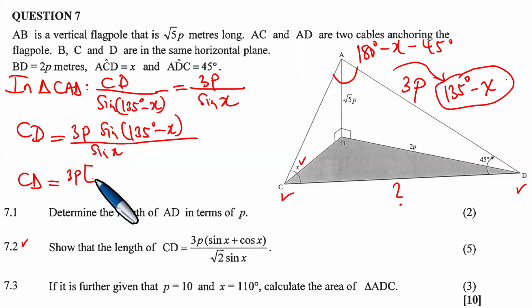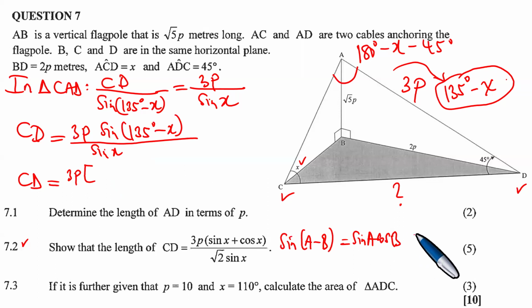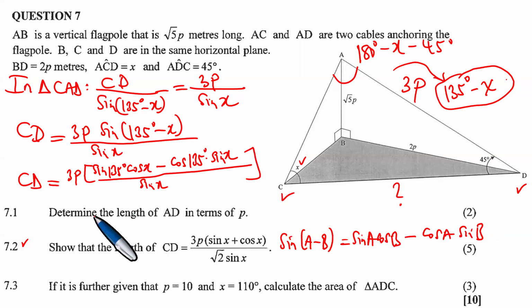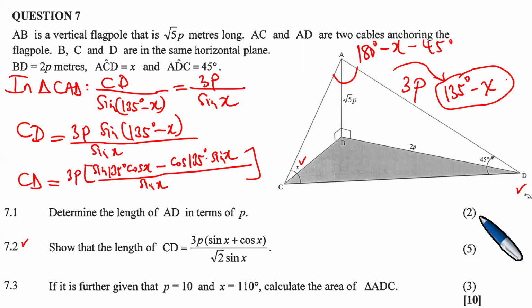Okay, now, this is what we use. There's a formula we use when we say the sine of A minus B, it's called a compound angle formula, which is the sine of A cosine B minus cosine A sine B. So that this is the sine of 135 degrees cosine X minus cosine of 135 degrees sine of X, divided by the sine of X. So that in the end, we have the following.